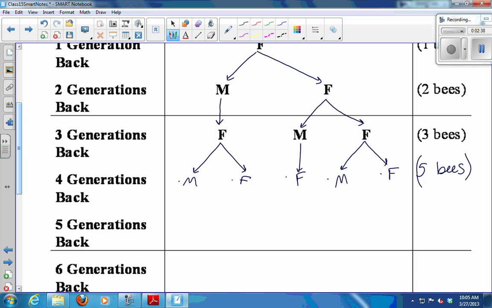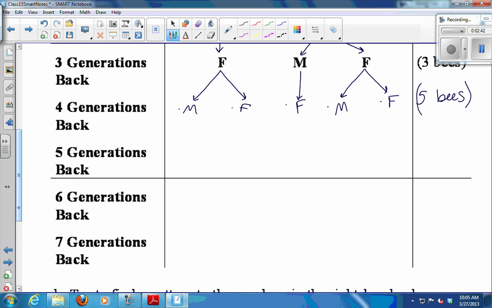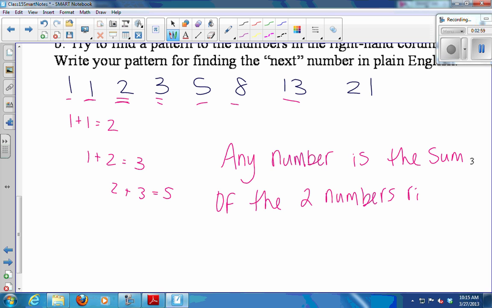So keep working your way back. Go back 7 generations. Write out the parentage and count how many bees there are. Any number is the sum of the 2 numbers right before it.